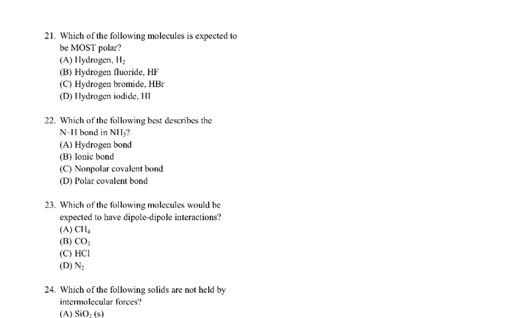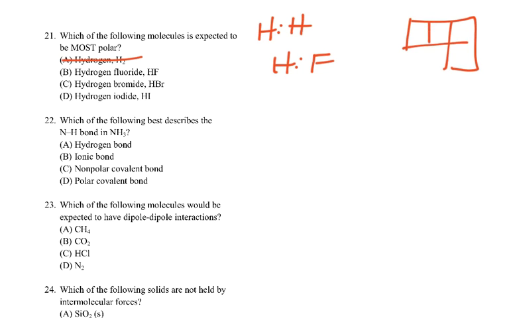21. Which of the following molecules is expected to be most polar? H with H, absolutely nonpolar. That's not going to be it. H with F, that's going to be pretty polar. If we think about our 4 elements here, N, O, F, and Cl, we've got H, that's weak, and we've got F here, that's strong. So that's going to be polar. I bet that's going to be the answer.